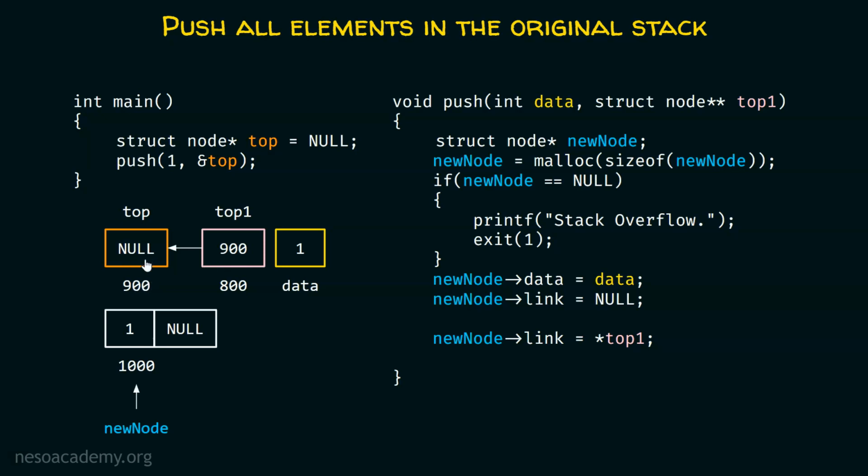You can see that we have null in this location. Therefore, new node link will get replaced by null, and currently null is there. So therefore, no changes are made. After this, we have star top 1 equal to new node. We know star top 1 means go to this location 900 and access the location. And here we are trying to put new node inside this location, which means we are trying to put this address in this location. Therefore, null will get replaced by the address 1000. You can see the changes are made to this top pointer, right?